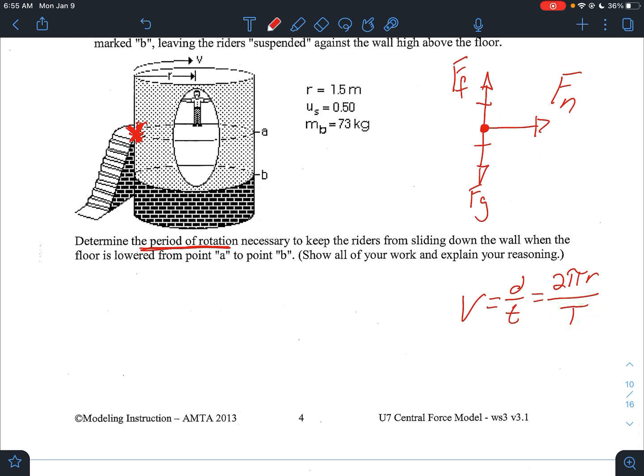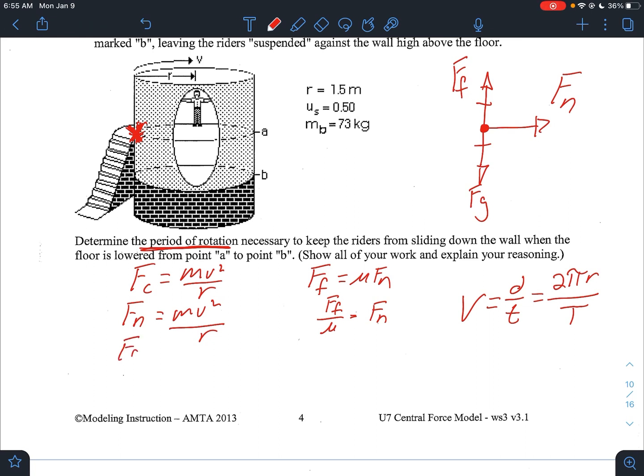But then going back to the problem, my one force that's causing my circular motion in this problem is the normal force. But I don't know what the normal force is, and I don't know a specific equation for normal force. But the one equation that I do know that has normal force in it is the friction equation. So I can rearrange that to say normal force is equal to force of friction over mu. So that helps me out.